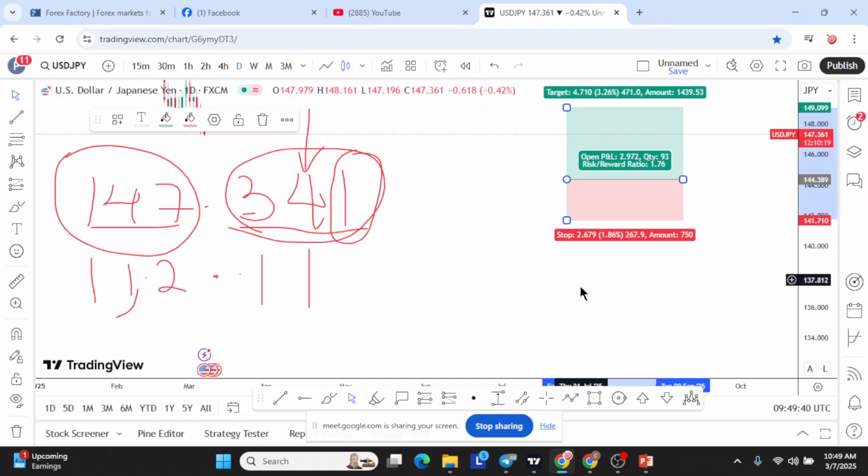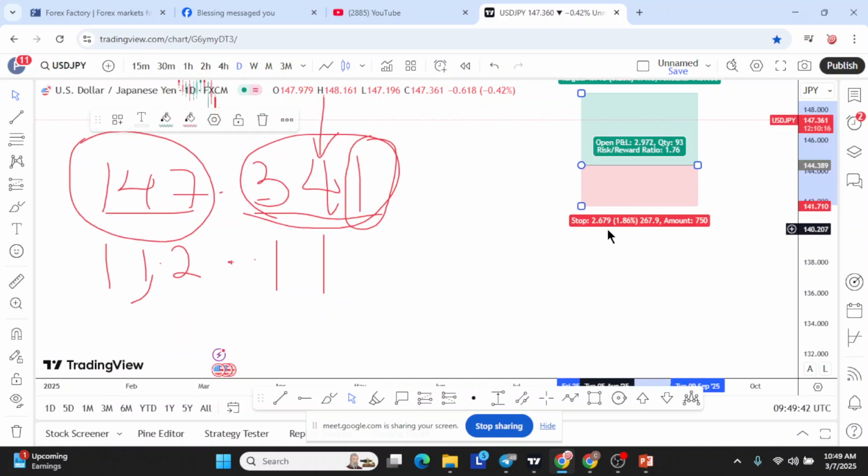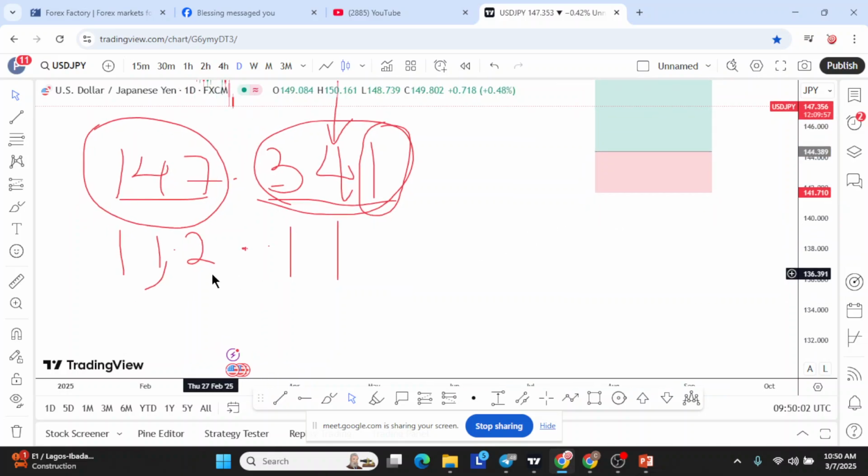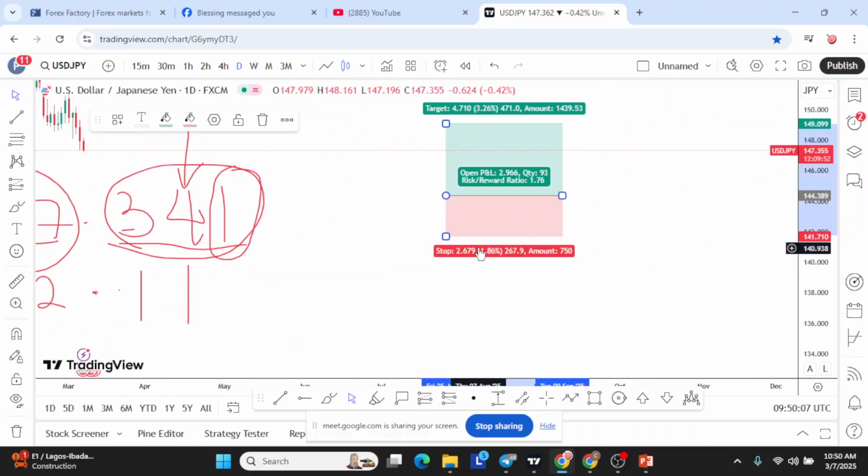Okay, let me help you with that because of our time. This is 267. The last number, which is the third one, is the pipette. You can see that I only have 2 here. I don't include the third one. The third one here is the pipette. So the pips that we have here now is 267. You can see when I said we have 211 is 2.11, so here now we have 2.679. So you just have to leave out the third number, and what you'll be left with is 2.67.